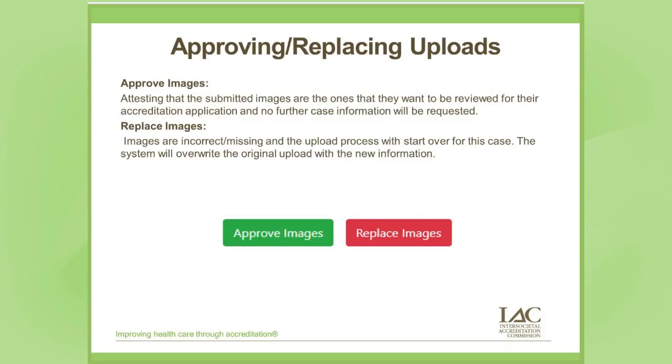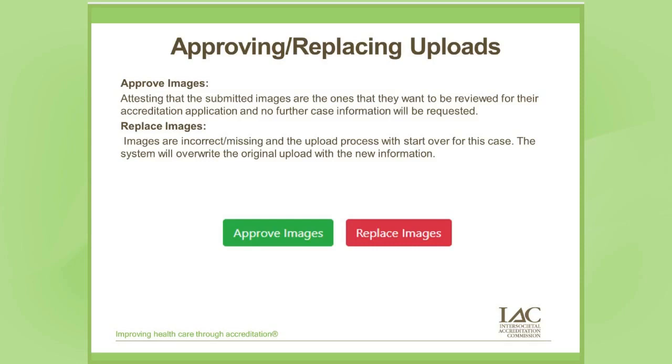At this point, you're either going to approve or replace the uploads. If you approve the uploads, you're attesting that the submitted images are the ones that you want to be reviewed for your accreditation application and no further case information will be requested. If your images are incorrect or missing, then you want to start the upload process over for this case. The system will overwrite the original upload with the new information.